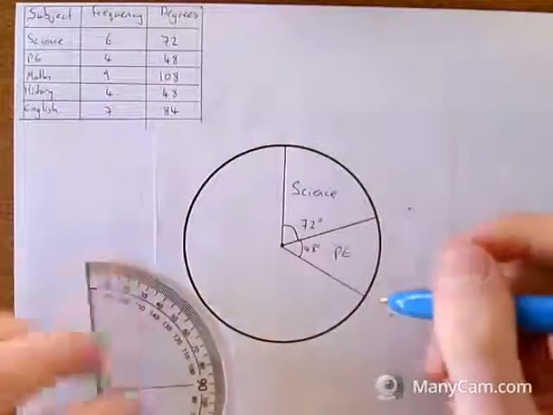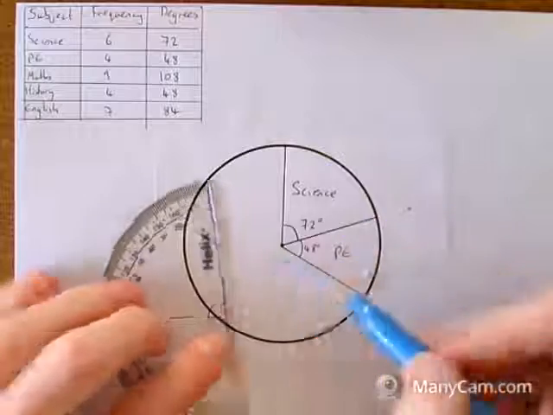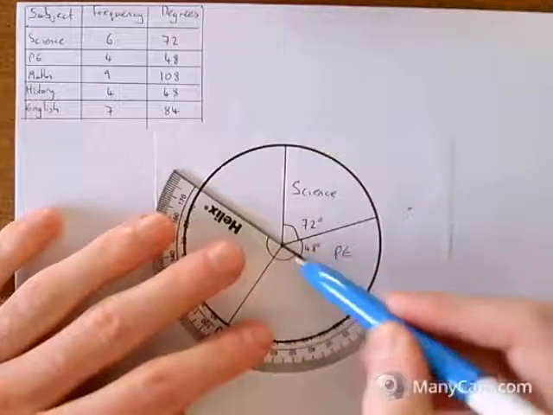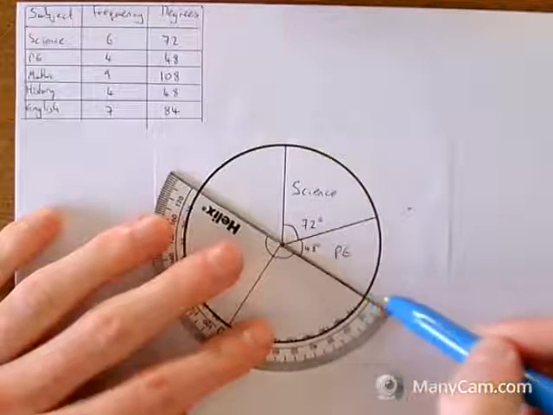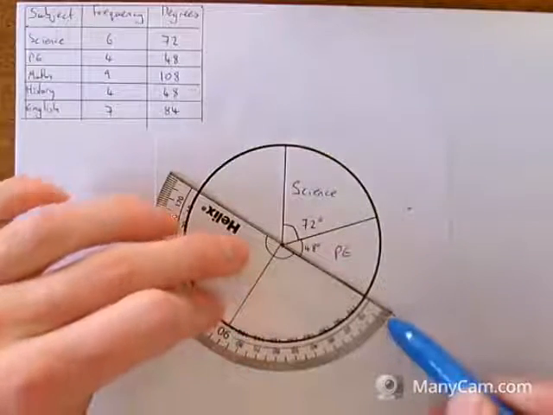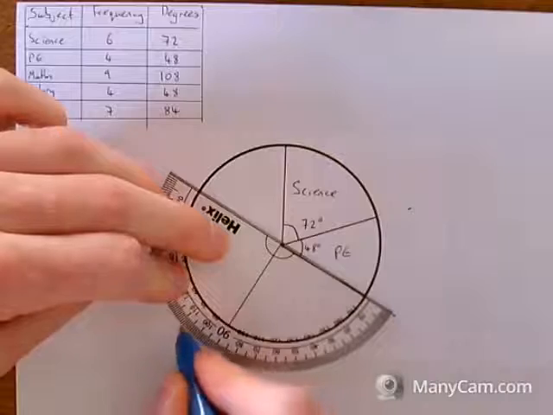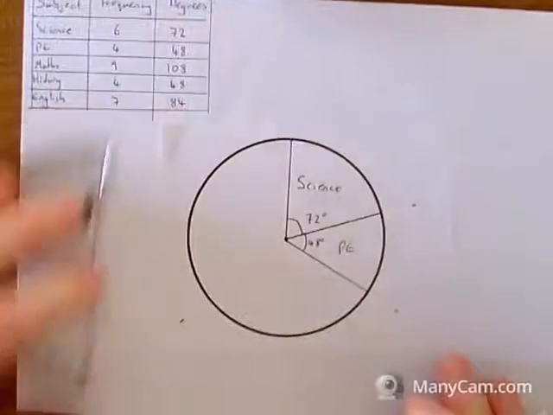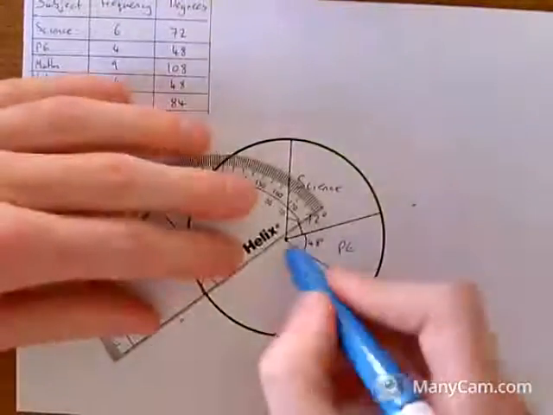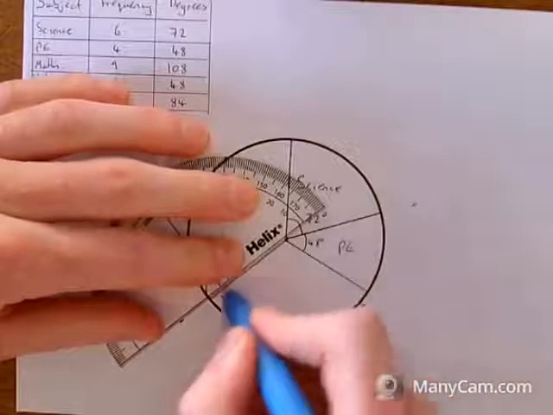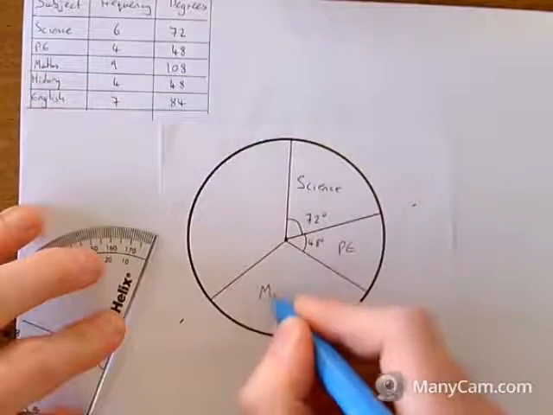And then the next one is maths, 108 degrees. I'm going to use my new line again, crosshair lined up with the centre, bottom line lined up with my new line I drew. And then this time I'm using the outside scale, and I'm going to come around to 108 and make a mark. And then I can draw a new line there. And then again label it as we go.